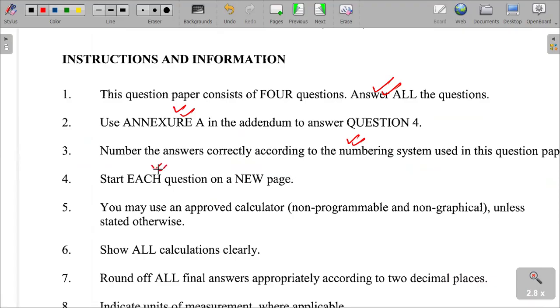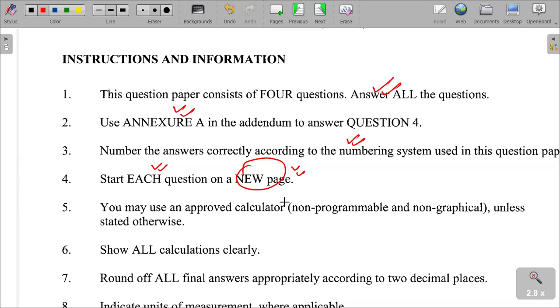Start each question on a new page. On a new page, class. So you must make sure that you don't write your questions continuously, saying question 2 is starting on the same page as question 1. Each question must be on a new page.